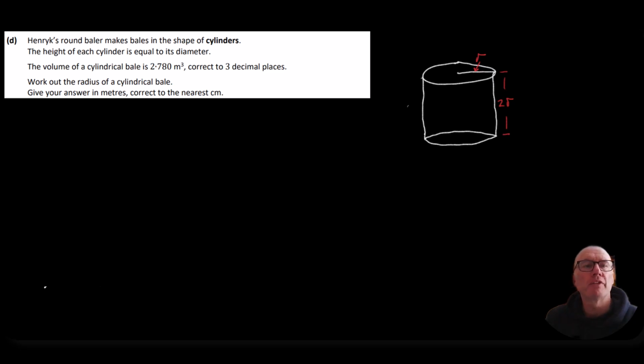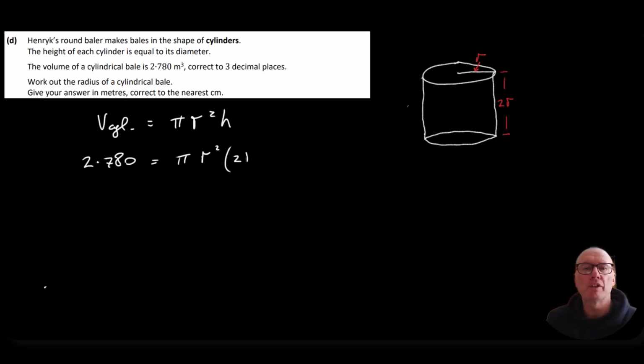So we're told that the volume of the cylindrical bale is 2.780 meters cubed, correct to 3 decimal places. Work out the radius of the cylindrical bale. Give your answer in meters, correct to the nearest centimeter. So the volume of a cylinder is pi r squared h. The volume of our cylinder is 2.780. That's equal to pi times the radius, which is r, which we've got to square. The height is twice r, and let's just simplify that. We've got 2.780 is equal to, I'll bring the 2 out here, pi r squared times r is r cubed.